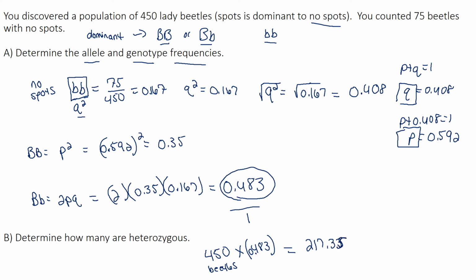So what you want to do is multiply the total population by that fraction, 0.483. Now you want to multiply it. So this is like multiplying here. And we should come up with a number like 217.35. Oops, 5.